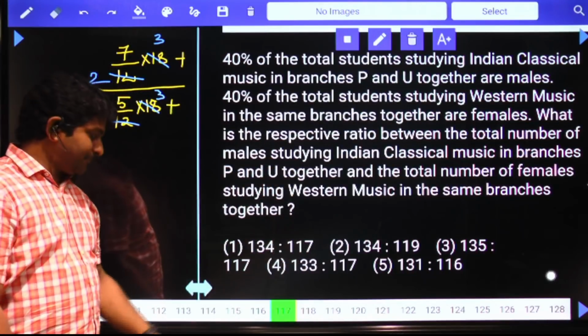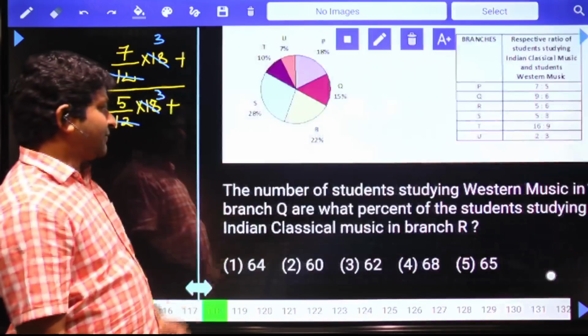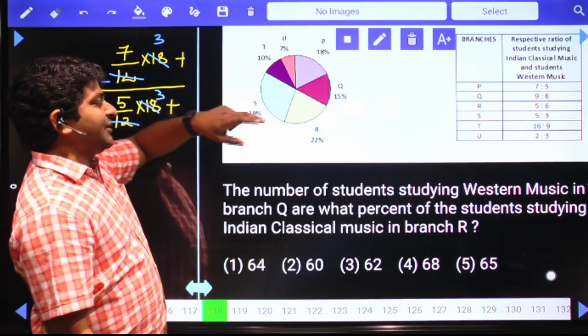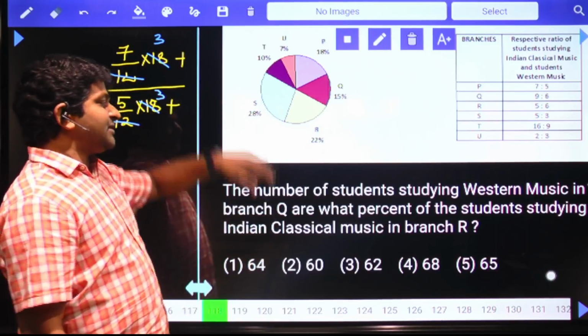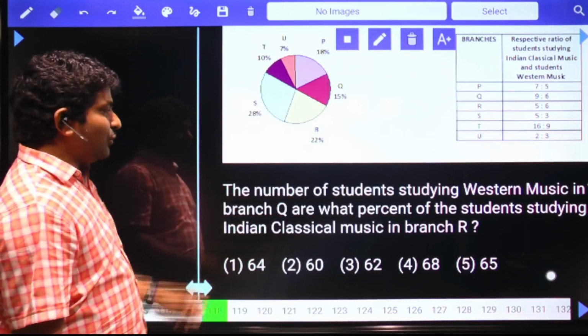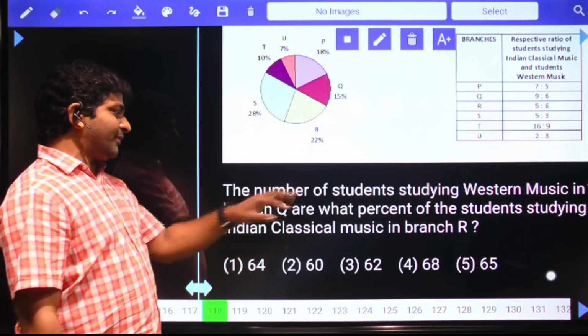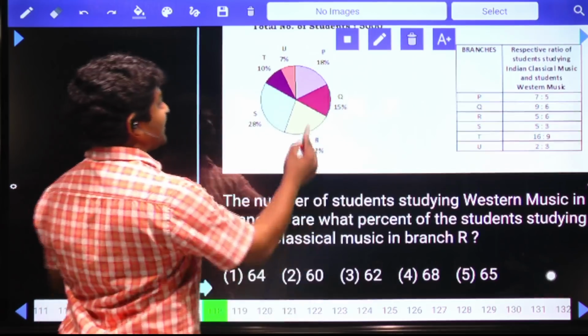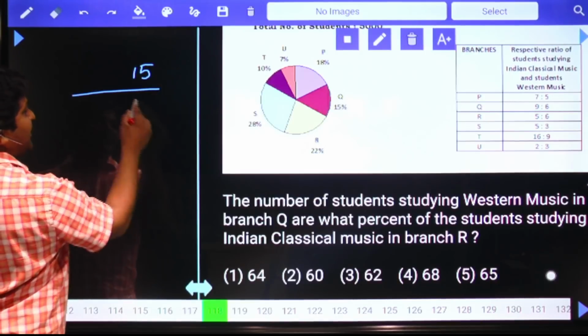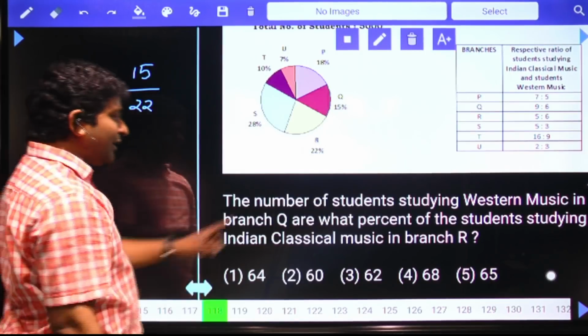Fourth option answer. Next. Number of students studying Western music in branch Q are what percentage of the students studying Indian classic music in branch R? Western music in branch Q, what percentage of Indian classic from branch R? Q లో మొత్తం ఎంత పర్సెంటేజ్ ఉంది? 15%. R లో ఎంత పర్సెంట్ ఉంది? 22%.